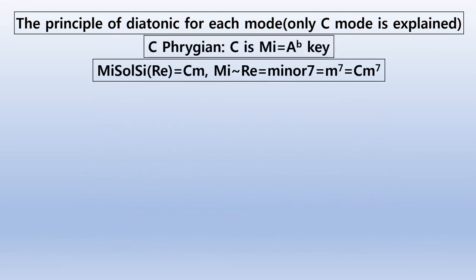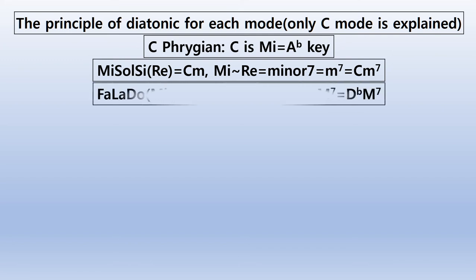Here is the Phrygian mode. C Phrygian is a flat key because C is the mi mode. The first mi so si triad is C minor and the above note re is a minor seventh from mi, so mi so si re is C minor 7. The second pa la do triad is D flat, and the upper note mi is a major seventh from pa, so pa la do mi is D flat major 7.